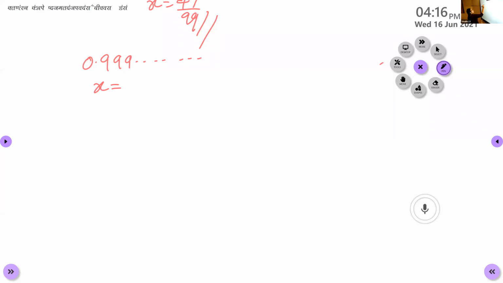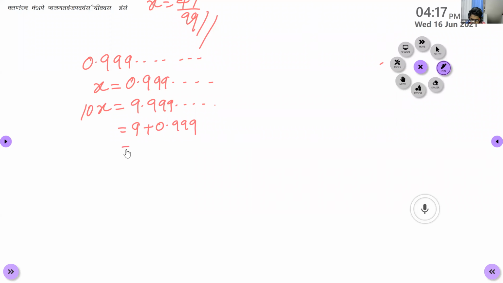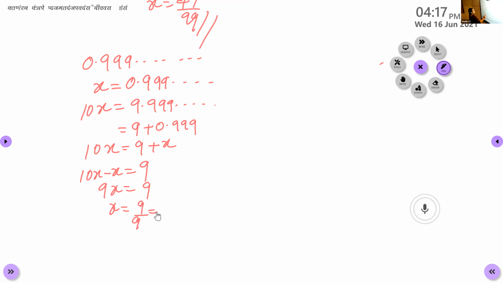x equal to 0.999, etc. Next step is what? Next step is multiply into 10. 10x equal to 9.999, etc. So this is equal to 9 plus 0.999, which is equal to 9 plus x. So 10x minus x equal to 9. 9x equal to 9. So x equals 9 by 9.